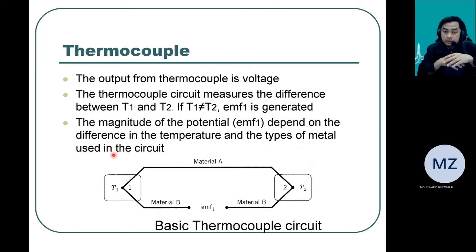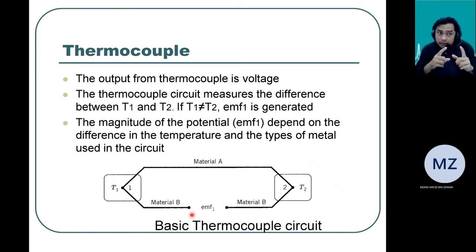All right, so as I mentioned earlier, this is a fundamental circuit for the thermocouple. Two materials, we have T1 and T2 as a measuring junction and reference junction, and we have a location for the EMF measurement. We put a measuring device here so that it can measure the voltage due to the existence of EMF.